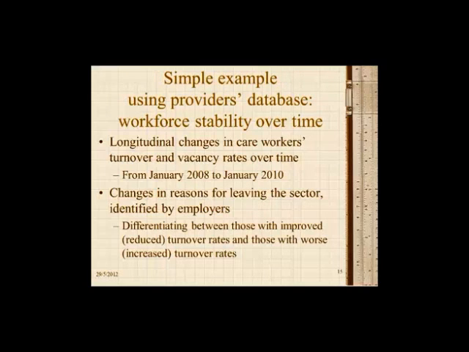So that is a simple example that I will talk about, that we looked at, because recruitment and retention is always a big issue with social care. So we wanted to look at the bulk of those, the care workers, the direct care workers who are at least 70% of the workforce, and look at changes over time in the turnover and vacancy rate. And we looked at 2 points, the 2 peaks, that cover around 2 years, January 2008 and January 2009. And also, the providers offer information about why people leave.